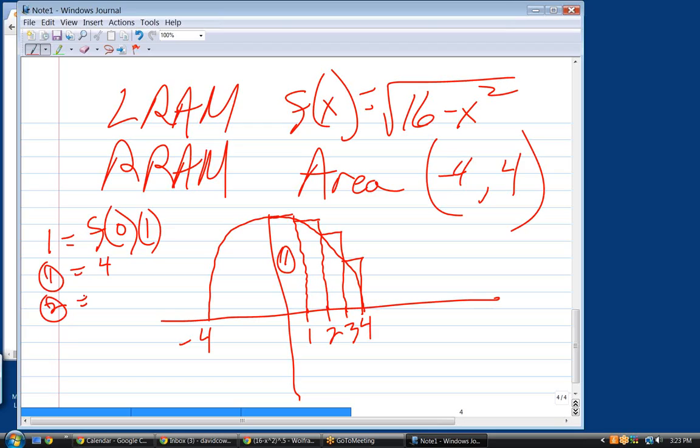Rectangle number 2. What's the height of that rectangle? Make sure that you use this point as the height. A very important leap here is that the height of that is f of 1. So the area of 2 is the function evaluated at 1 times its base. Well, what's f of 1 equal to? Square root of 15. Plug in 1 for x.